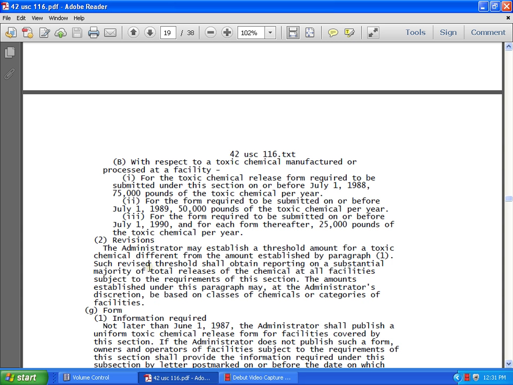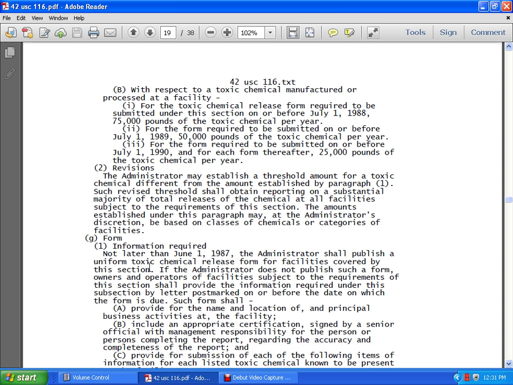G. Form and information required, no later than June 1st, 1987. The administrator shall publish a uniform toxic chemical release form for the facilities covered by this section. If the administrator does not publish such a form, the owners and operators of facilities subject to the requirements of this section shall provide the information required under this section by letter postmarked on or before the date on which the form is due.